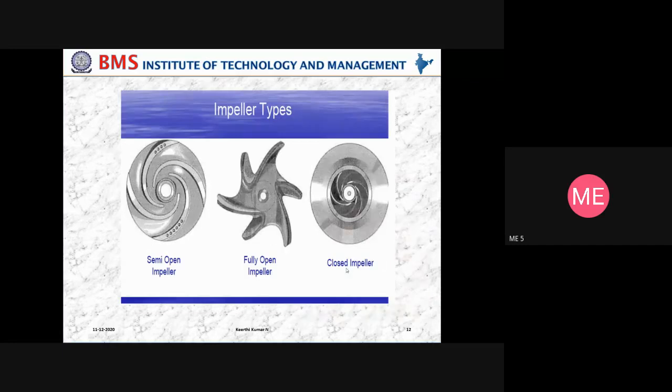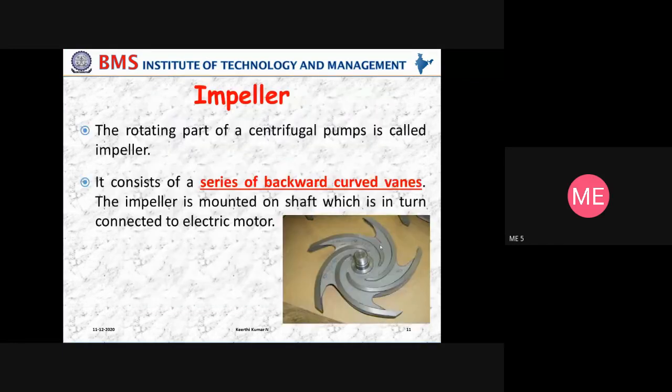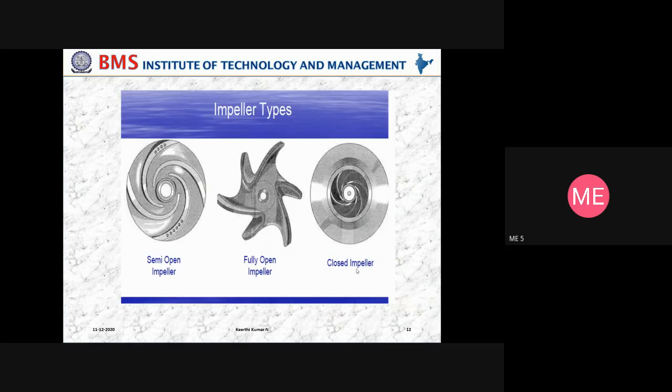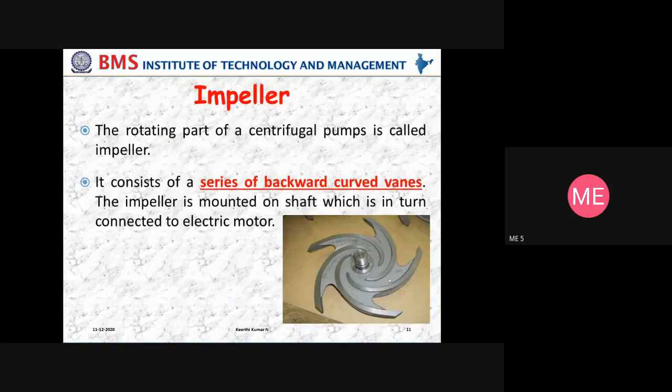And the other type is the closed impeller. Closed impeller means the top and bottom of the blades are covered with a plate, so you cannot see the blades. But the function inside, with or without covering, is the same. So those are called the open impeller, semi-open impeller, and closed impeller. Can you tell which category this figure falls in?